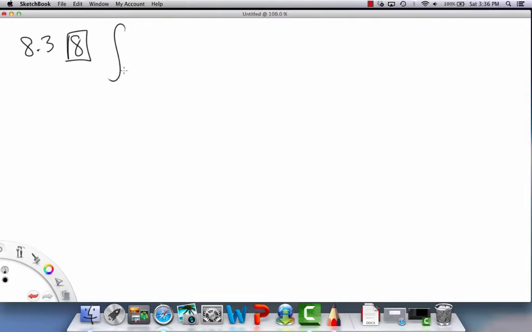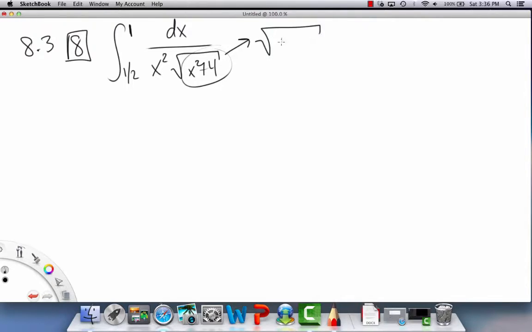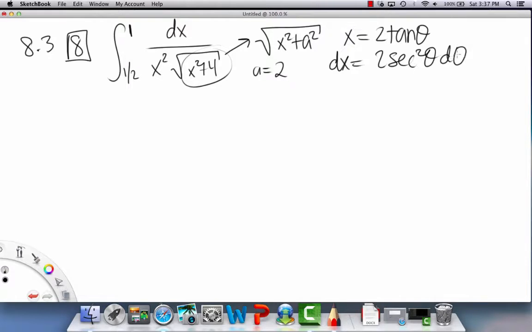And number 8 asks us to evaluate the integral from 1/2 to 1 of dx over x squared times the square root of x squared plus 4. You can see how on the bottom this resembles x squared plus a squared, so our a in this case is going to be 2, because 2 squared equals 4. Our side equations are going to be 2 tangent theta equals x, and so dx equals 2 secant squared theta d theta.